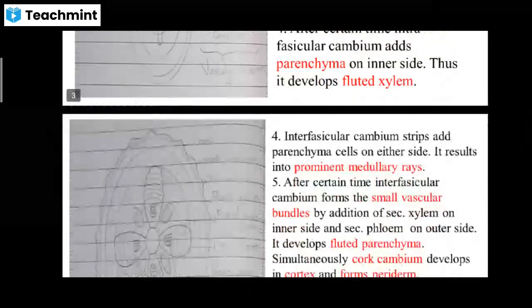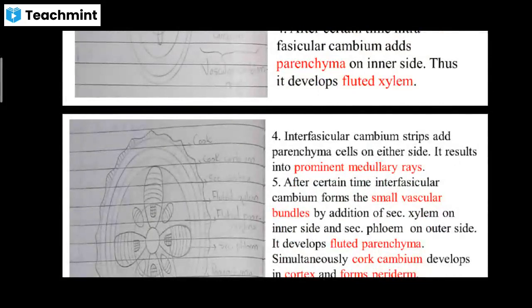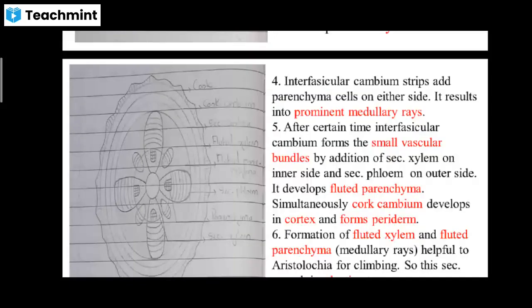So these intrafascicular cambium strips add a greater number of parenchymatous cells on either side, and they resulted in the prominent medullary rays, which you can see in the figure. At some places, patches of xylem are developed due to the activity of interfascicular cambium.